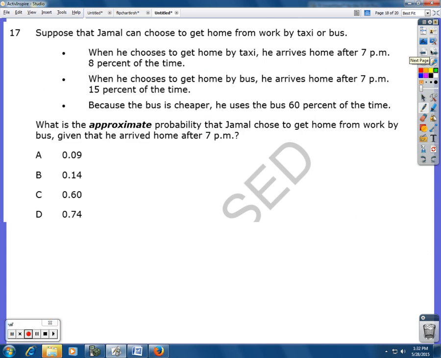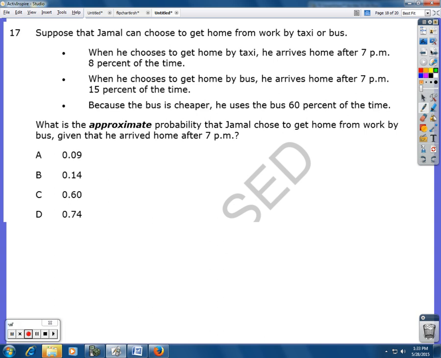All right, 17. Suppose that Jamal can choose to get home from work by taxi or by bus. When he chooses to get home by taxi, he arrives home after 7 p.m. 8% of the time. When he chooses to get home by bus, he arrives home after 7 p.m. 15% of the time. Because the bus is cheaper, he uses the bus 60% of the time. What is the approximate probability that Jamal chose to get home from work by bus, given that he arrived home after 7 p.m.?